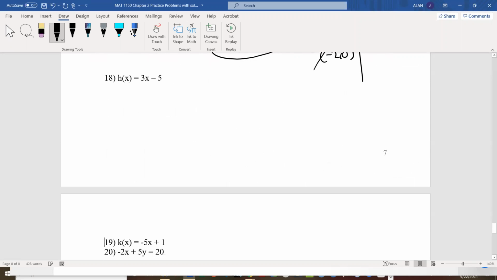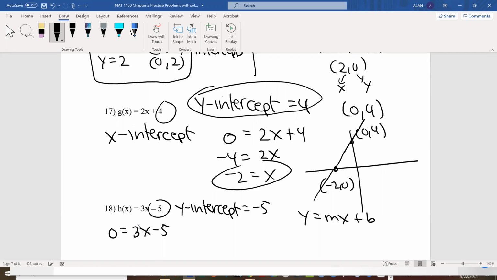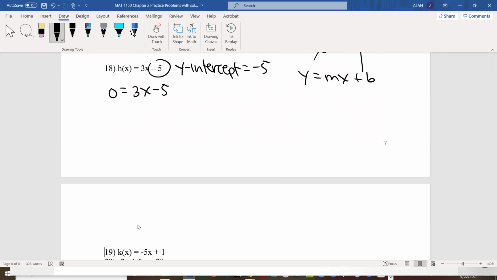Now, what about this one? Well, the y-intercept is -5, because it's right there. It's staring us in the face. The equation is already in the proper format to determine that the intercept is -5. So the x-intercept will be this. This is our x-intercept.